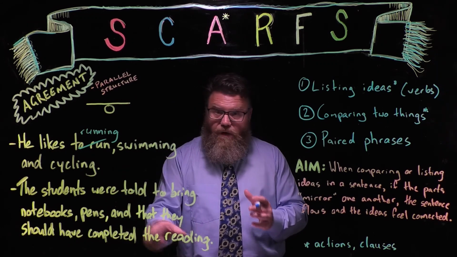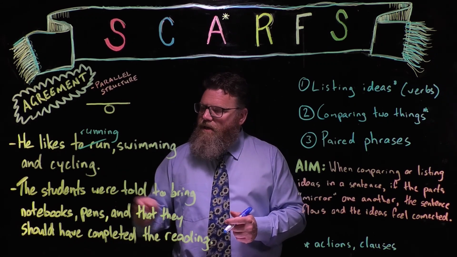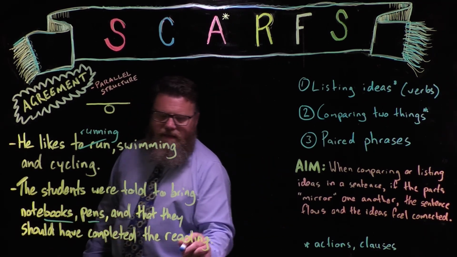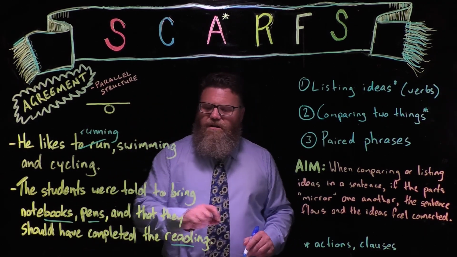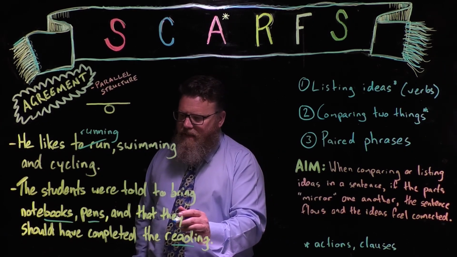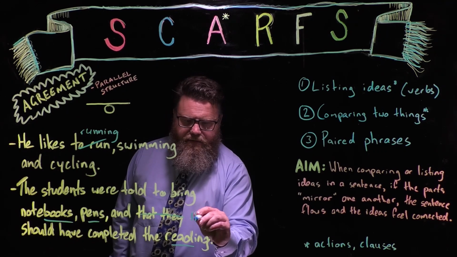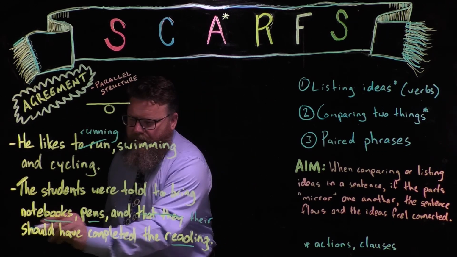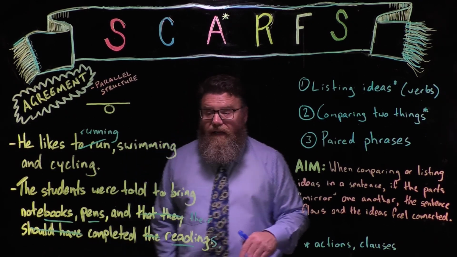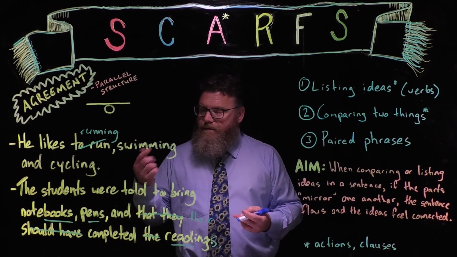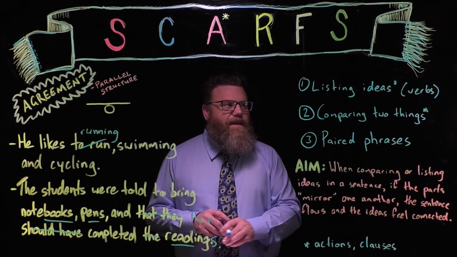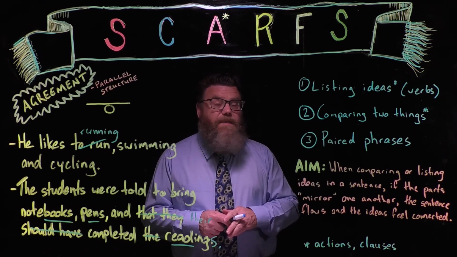Now there is a noun, the reading, like whatever they've been given to read. So we really want to match these nouns. We want one noun, two nouns, and three nouns. So we need to turn this into a noun. So we could just say the students were told to bring notebooks, pens, and their completed readings or reading. Okay, so then we've got three nouns: notebooks, pens, and reading or readings. So we've got parallel structure. Okay, let's have a look at the next one, which is when we're comparing two things.